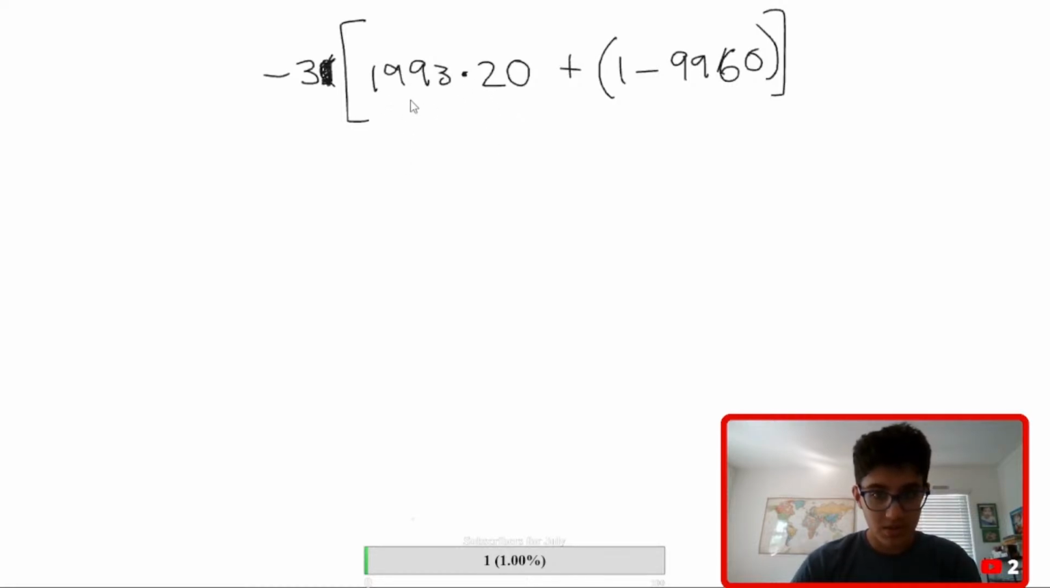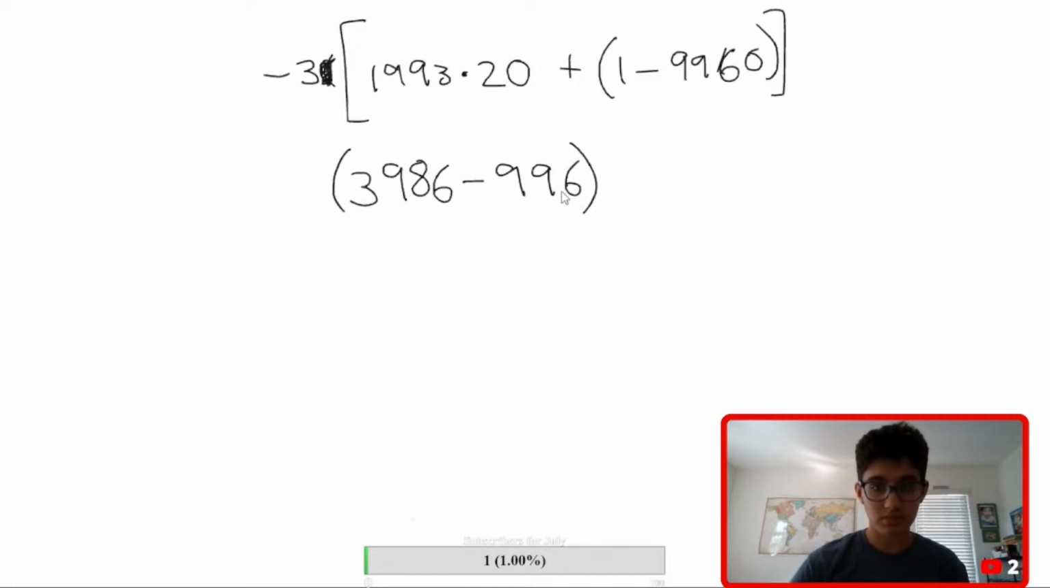So what does it become? This becomes a 6, this becomes an 8, that becomes a 9, and that becomes a 3. 3986. Yeah, that's correct. Then there's a 0 here, but I'm not going to put that in yet. I'll just do minus 996 times 10.